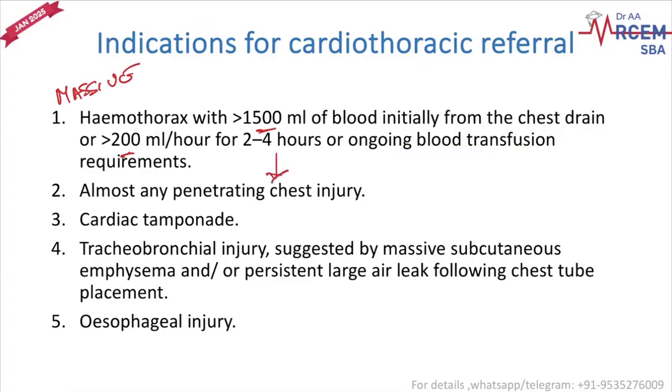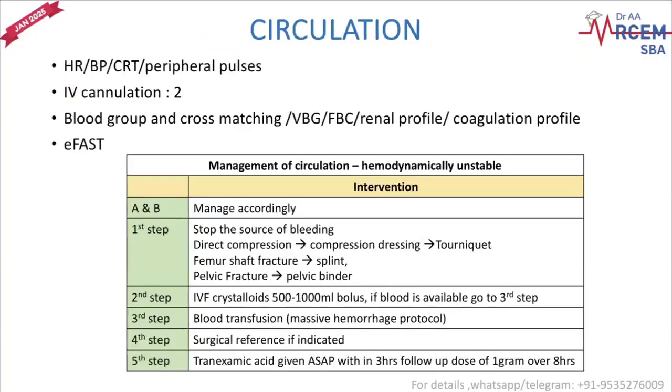Almost all penetrating chest injuries will eventually require a cardiothoracic surgeon. Cardiac tamponade needs a thoracotomy, so a cardiothoracic surgeon is required. When you are suspecting a tracheobronchial injury, or when there is a persistent air leak, you need to involve the cardiothoracic surgeons. Esophageal injuries, only they can repair. Again, you need to involve the cardiothoracic surgeons.